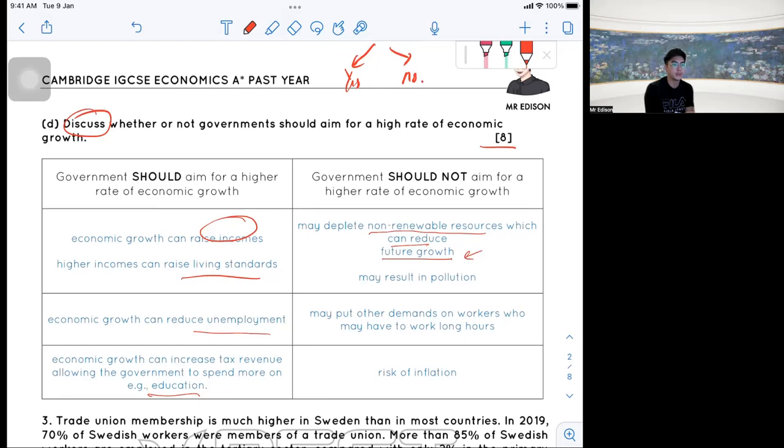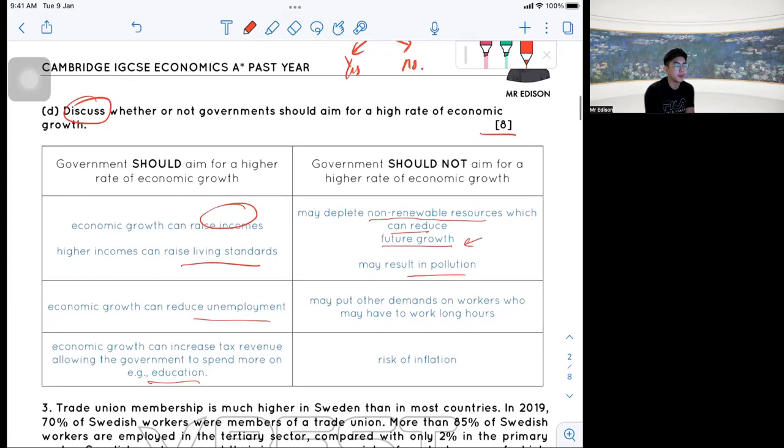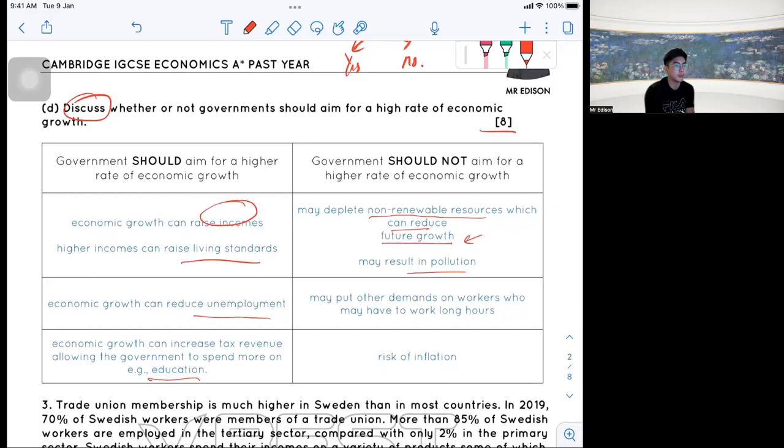Reduce non-renewable resources for what? Because you have lesser resources for the future generation. Okay, another one is result in pollution. Okay, very very straightforward. And then the next one, may put other demands on workers who may have to work longer hours. Yes, because higher economic growth means higher output. Higher output means that you need to work longer unless you hire more people, but at the same time some people need to work overtime. That makes sense, right? Because it's not so easy for you to get the right worker for you, and meanwhile you need to work for a longer period of time.